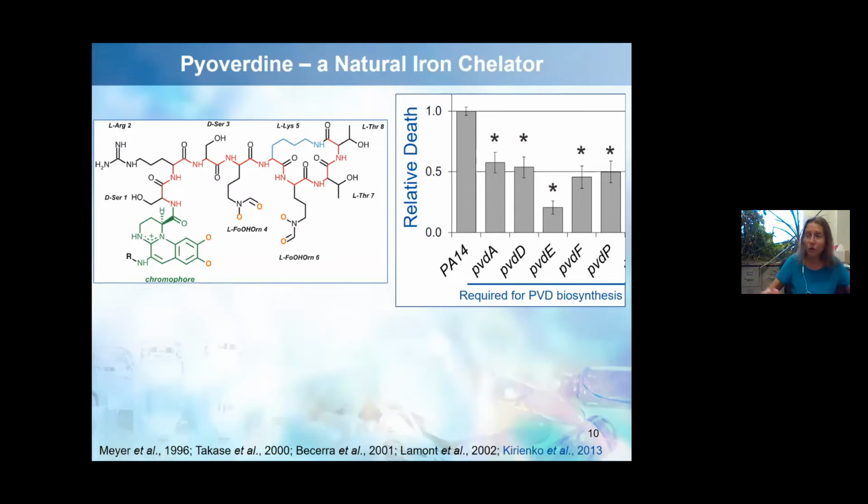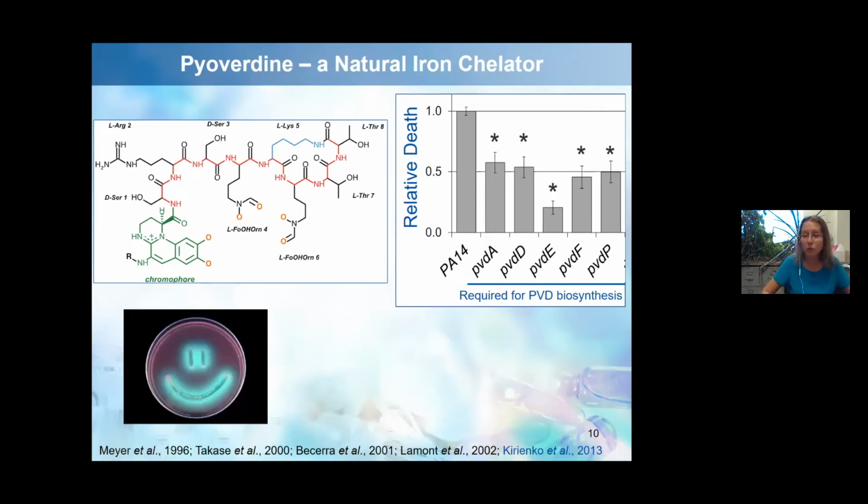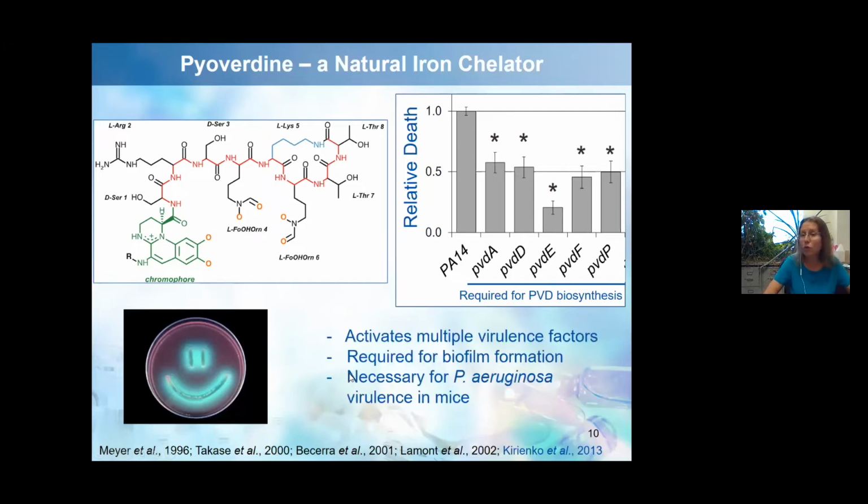Pyoverdine is a siderophore. It's an iron-scavenging molecule that's made by Pseudomonas and secreted into the media. It's synthesized non-ribosomally and has a really interesting chemical structure. Pyoverdine is fluorescent, so we can very easily track its presence in the media or on a plate. It was known that pyoverdine can activate multiple virulence factors, and it's also required for biofilm formation and necessary for Pseudomonas full virulence in mice. However, all these roles were considered to be indirect due to the role of pyoverdine in iron metabolism.